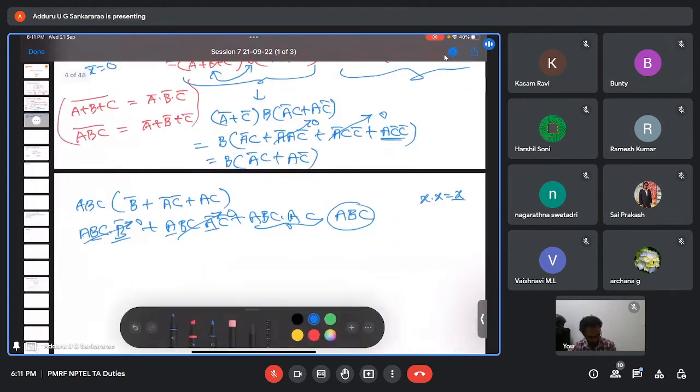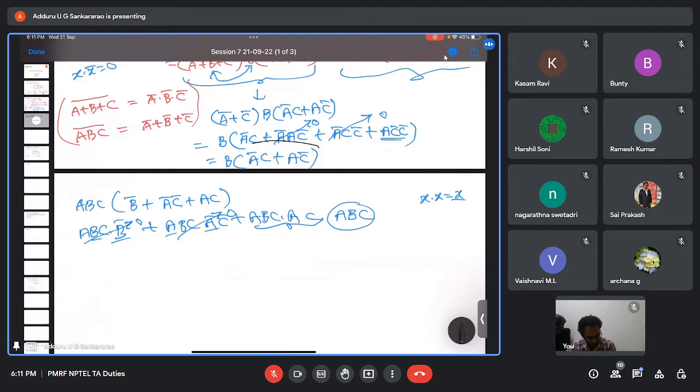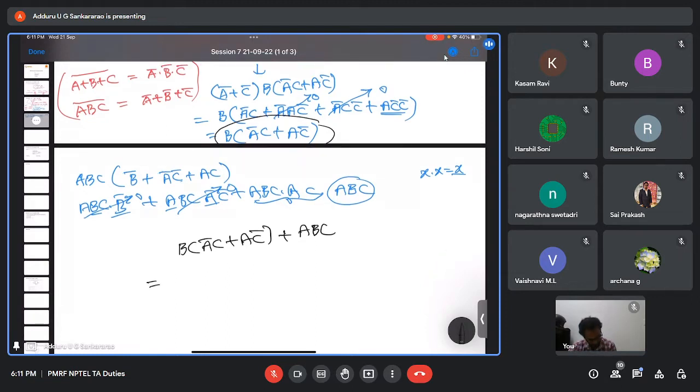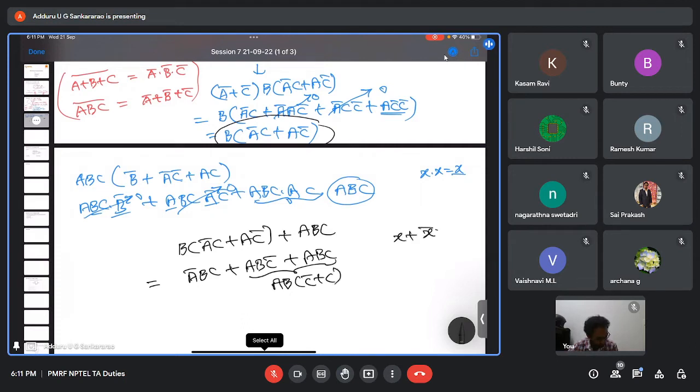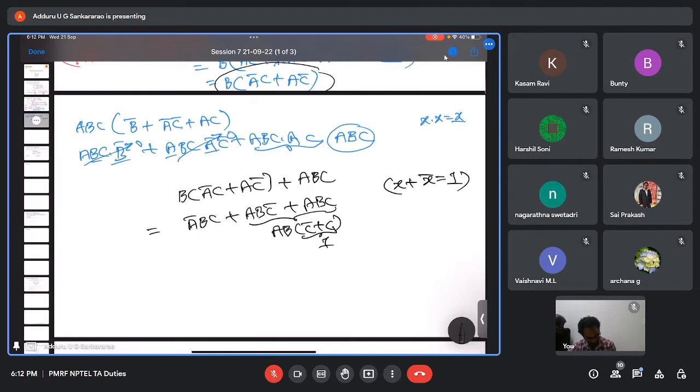So what we got here is B into, from the first term, A bar C plus AC bar, and from the second term what we got is ABC, right? Now further we need to simplify this. So this is A bar BC plus ABC bar plus ABC. I'm just expanding. Now from these two AB I can take common: AB into C bar plus C. We know x plus x bar is 1. So this is 1. Now what we are left with is A bar BC plus AB.